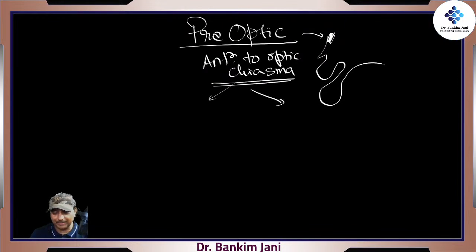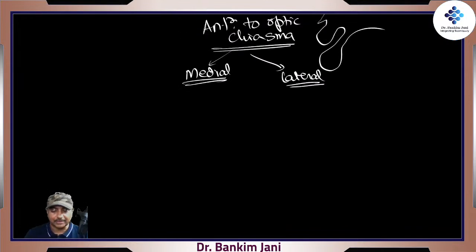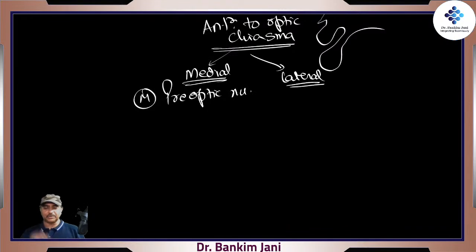Now it can be divided into medial and lateral parts. So let's start with the medial part. Its name is the medial preoptic nucleus. Because in hypothalamus you have to remember where exactly that nucleus is, but you are smart enough and you will understand it. So this is the medial preoptic nucleus, right? At least this thing can be written.